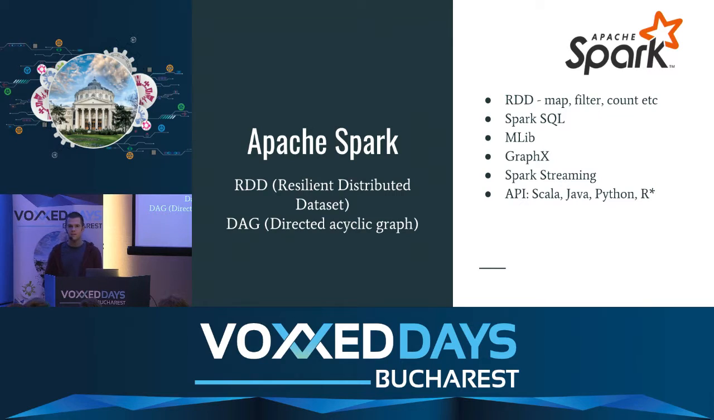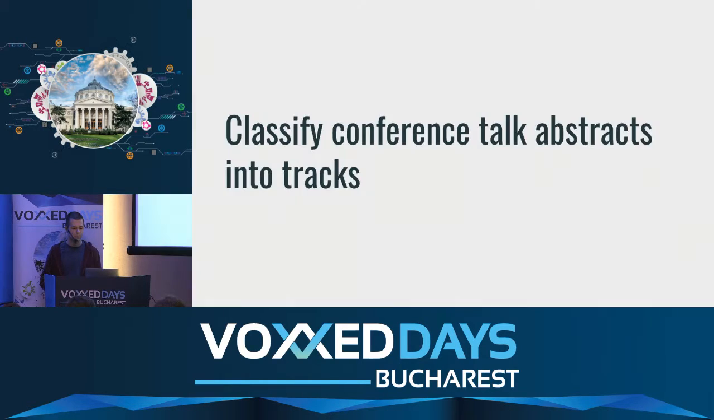And Spark has some extensions. There is support for SQL language for querying multiple data sources. MLlib, we will focus on this today. It's a machine learning library. GraphX for graph analysis, Spark Streaming for stream processing, and it offers APIs in different languages. So there are Scala, Java, Python, and R, but with some limitations.